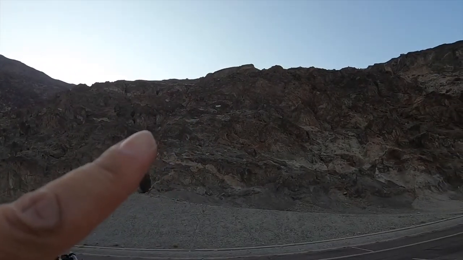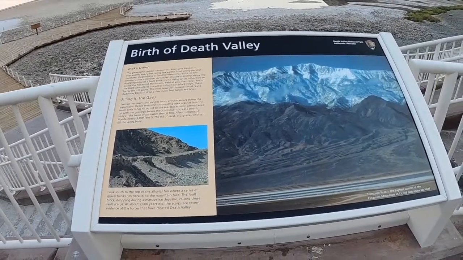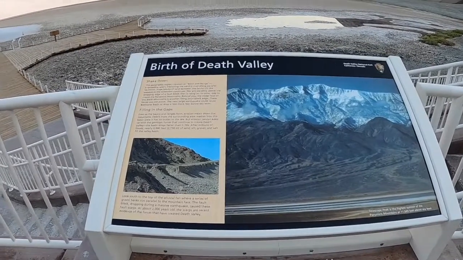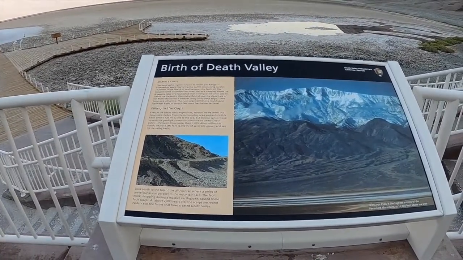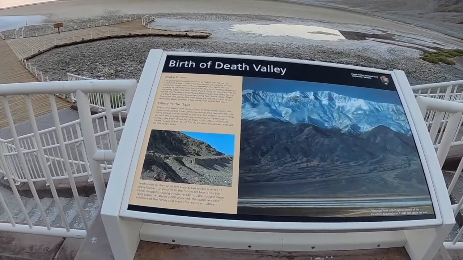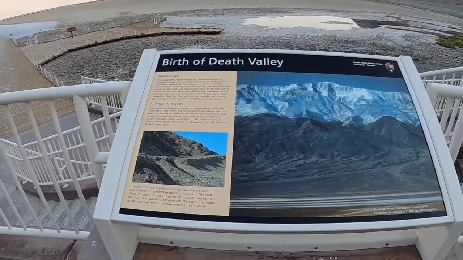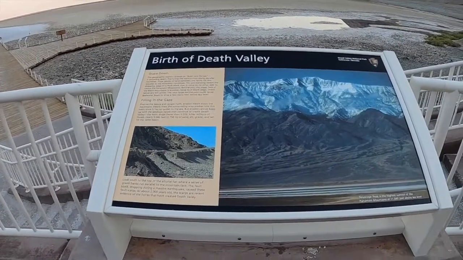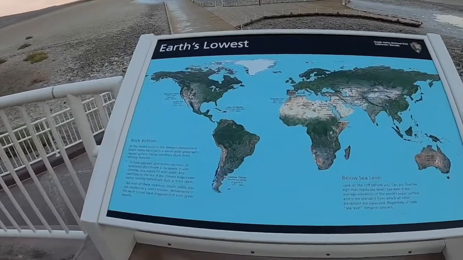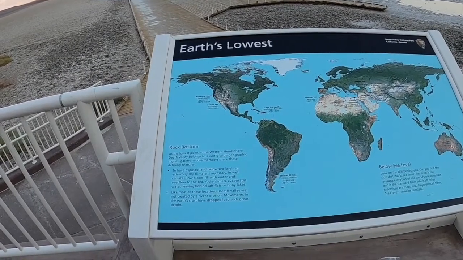It's sea level up there. So this is the history of Death Valley. It's called Basin and Range, fracturing the Earth's crust along the fault lines. Huge blocks of land between the faults tilt like seesaws as the extension continues. The next large earthquake could cause Badwater Basin to drop a few more feet below sea level. It says Earth's lowest. It's the lowest point in the Western Hemisphere.